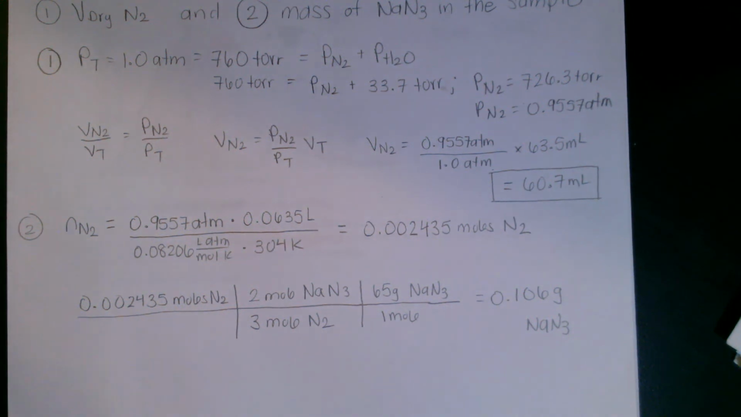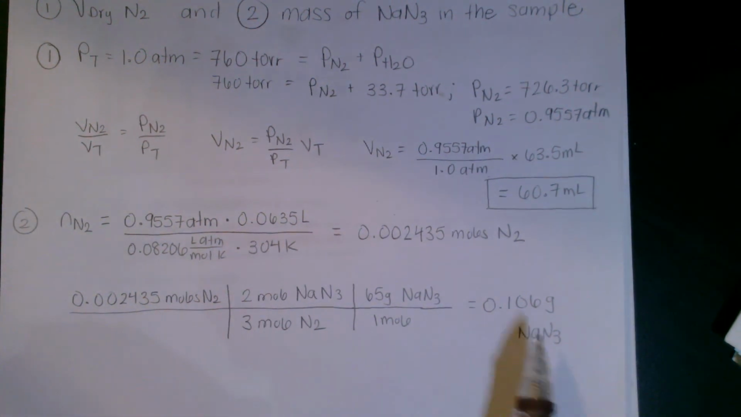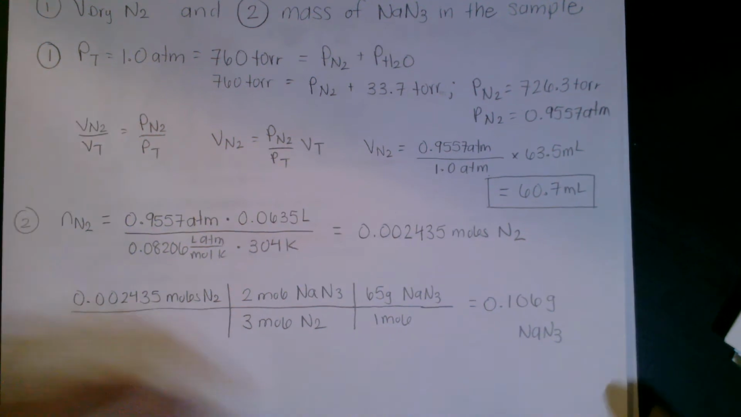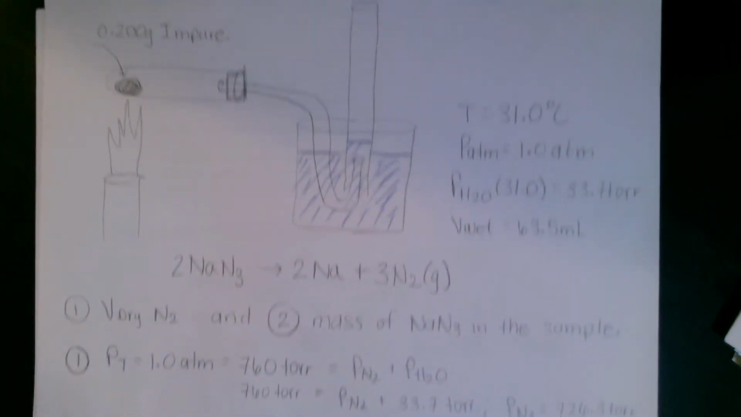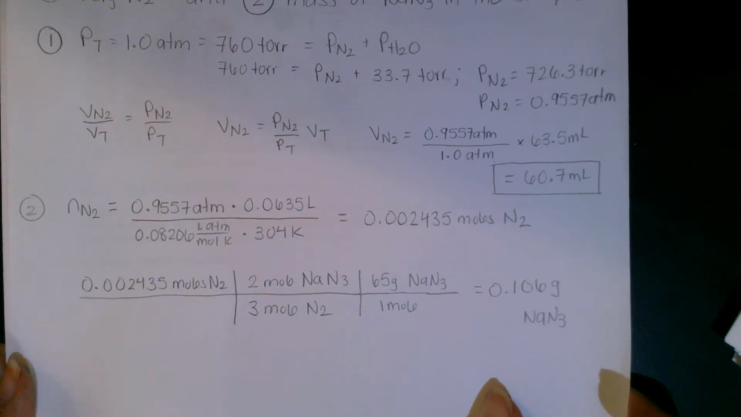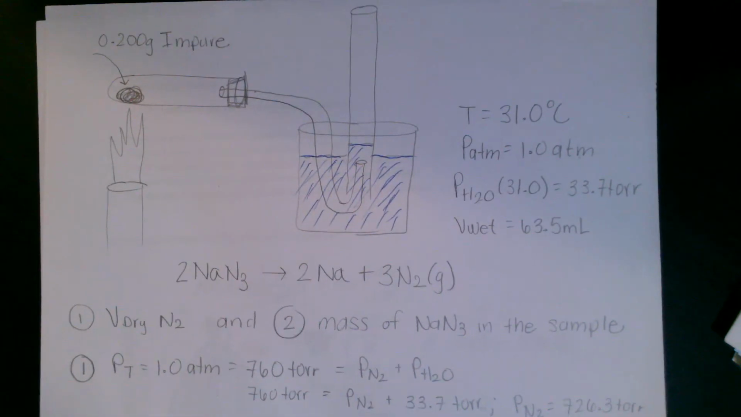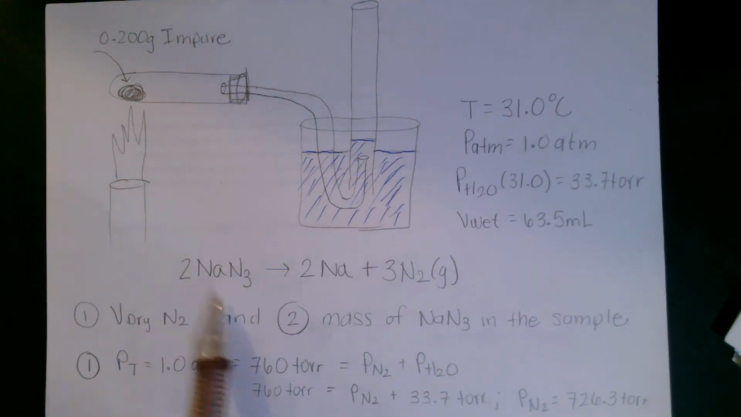Okay, so that's how many grams of the sodium azide we had, according to our calculations here. If we look at that initial sample of 0.2 grams with all those impurities, only about half of it was sodium azide. And again, the whole point of this problem, like a lot of them that we've looked at, was to find a way that your target will react.